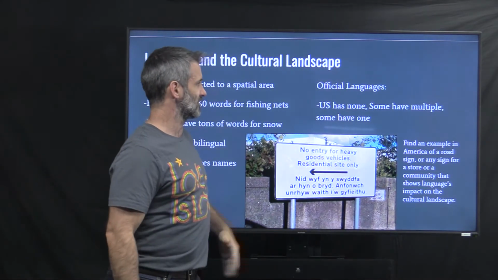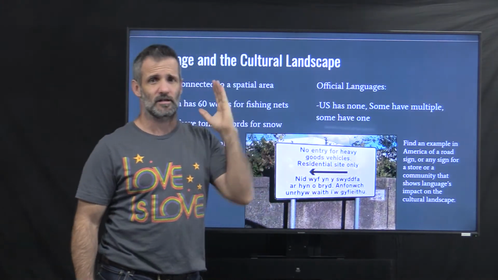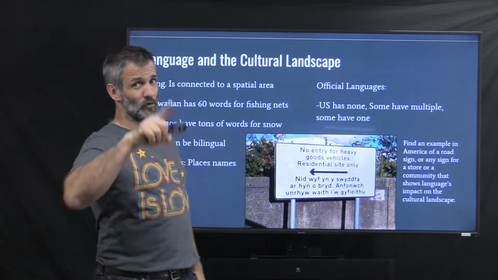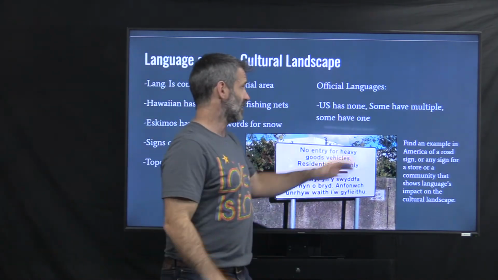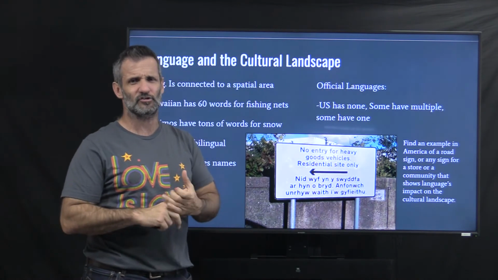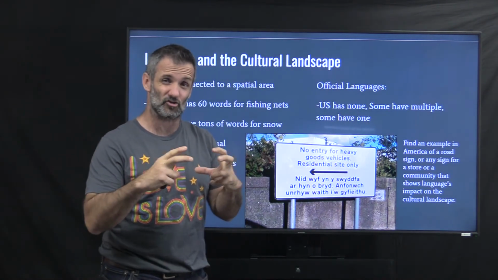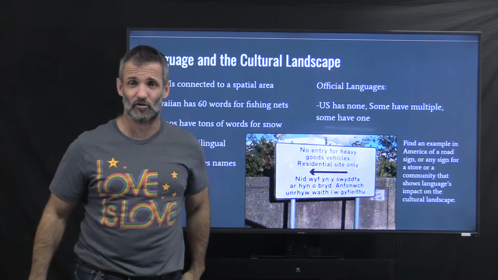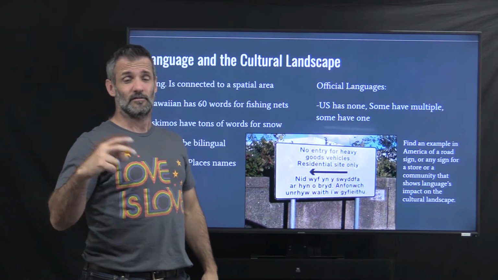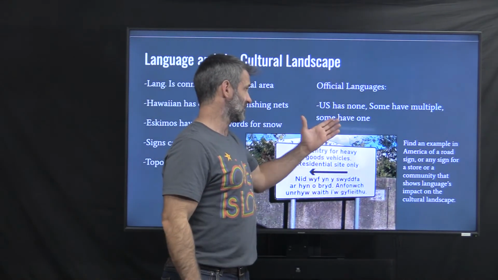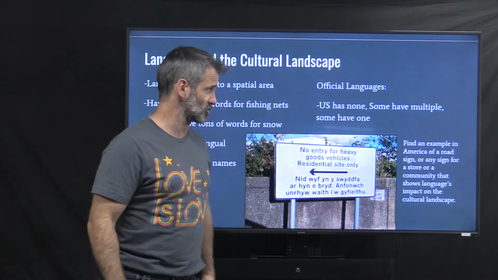Official languages. The U.S. actually has no official language. Please keep that in mind. Iowa does; that's English. Some countries have multiples. I mentioned Zimbabwe. Other countries that have lots of different tribes have multiple official languages. Canada is one of our closest examples, where they have two: French and English. And then some have only one official language.